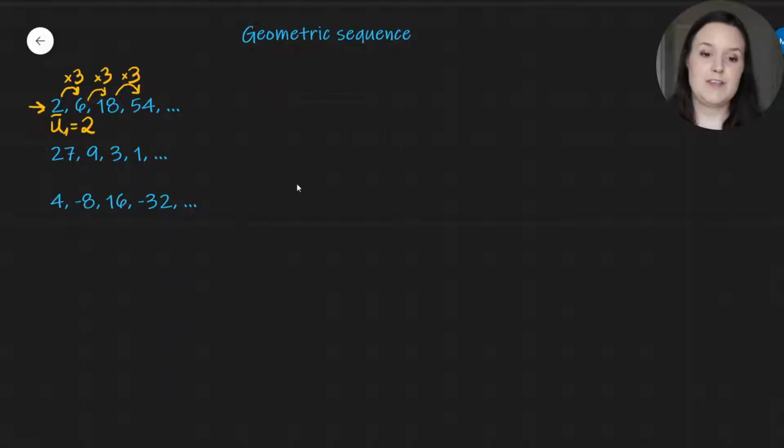The first term of this sequence is 2, and this number we multiply by is called the common ratio, denoted by the letter R, and in this case R is 3.